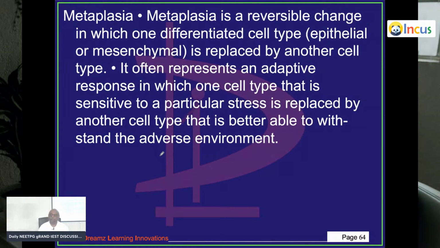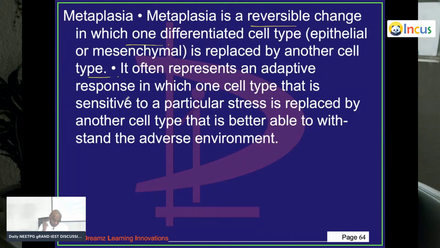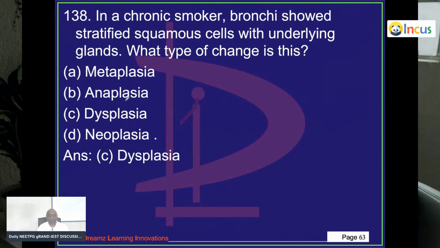See, metaplasia is reversible. Reversible change, okay, replaced by another. Directly, deranged cellular structure like pleomorphism and all that is dysplasia. One mature cell type into another mature cell type is metaplasia.